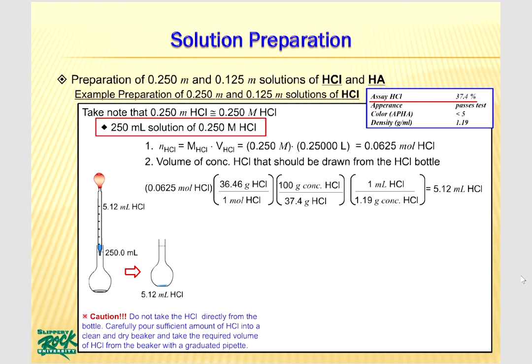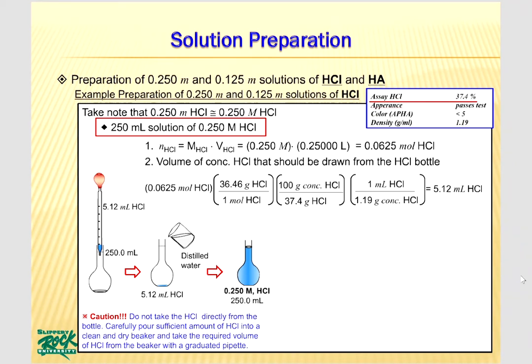Do not take the HCl directly from the bottle. Carefully pour a sufficient amount of HCl into a clean and dry beaker and transfer the required volume of HCl from the beaker to the volumetric flask. Fill the flask with distilled water up to the mark. Put the stopper on and mix by slowly inverting the solution a few times. This is the 250.0 milliliters of 0.250 molar HCl solution.